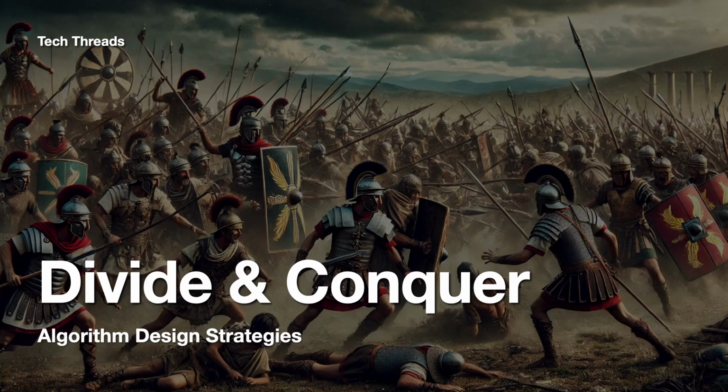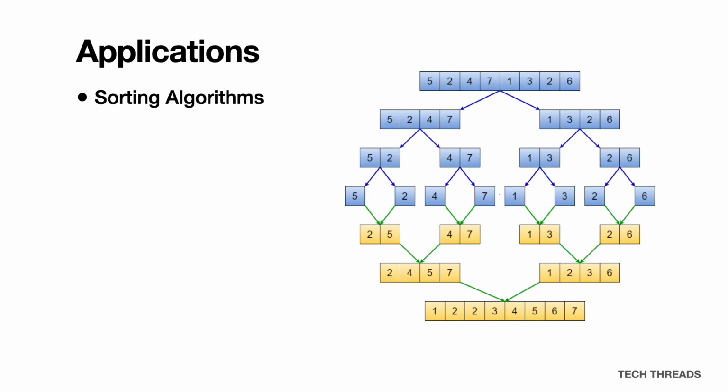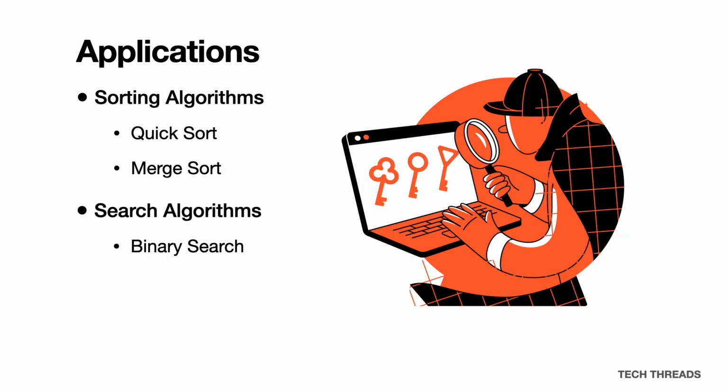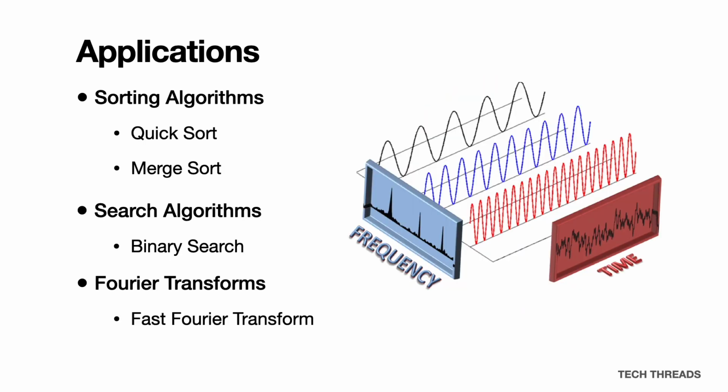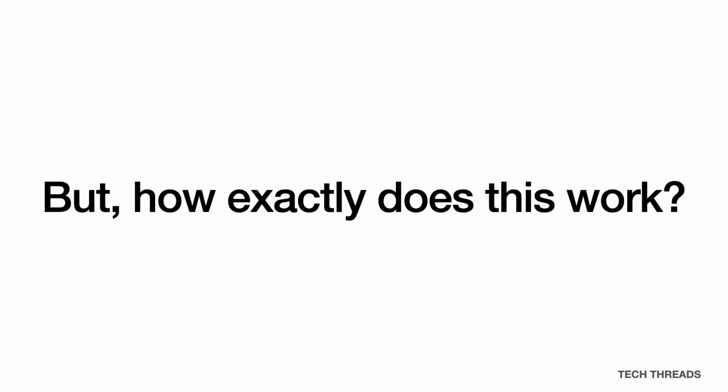Divide and conquer is a pretty versatile algorithm design strategy that has applications in sorting algorithms like quicksort and merge sort, search algorithms like binary search, Fourier transforms like the fast Fourier transform algorithm, and quite a few more. But how exactly does it work?